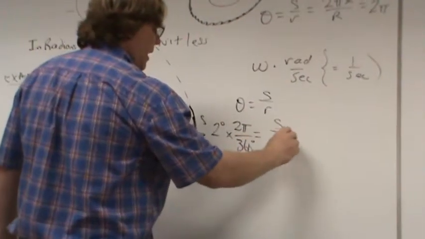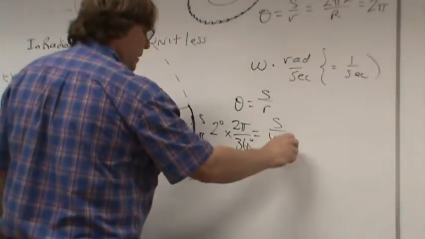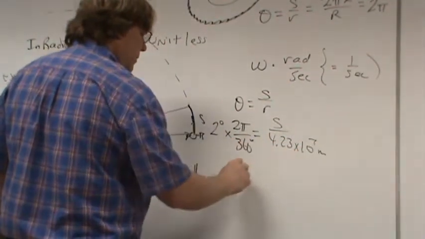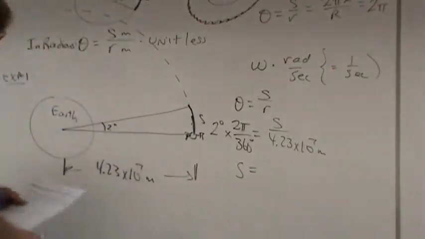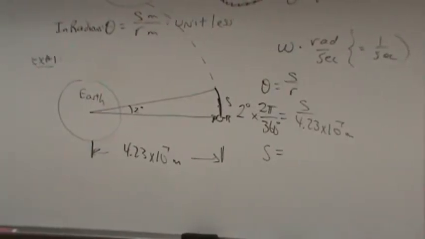And this is going to equal S over the radius, which is 4.23 times 10 to the 7th meters. So I get a distance traveled of whatever that is: 2 times 2 pi divided by 360, times 4.23 times 10 to the 7th. So I got about 1.5 times 10 to the 6th meters.